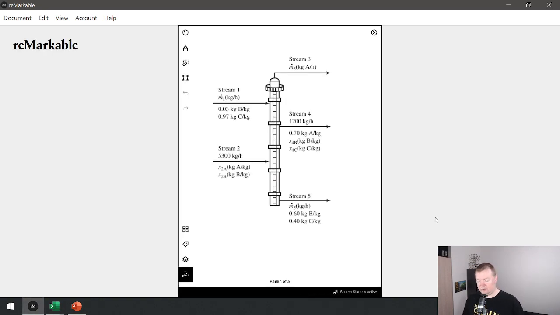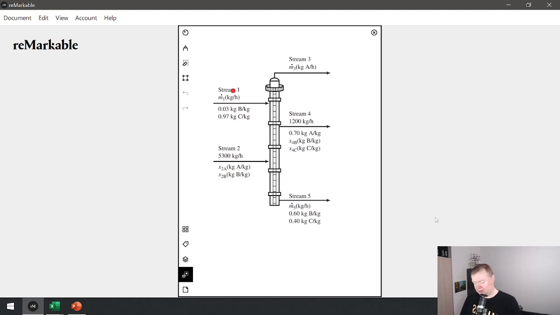Here we go. So this is basically the system we're looking at. And if we look at how many unknowns we have, right off the bat, I don't know the mass of that one. Down here I have two compositions. One of them I'm going to ignore. The other one will count as an unknown.